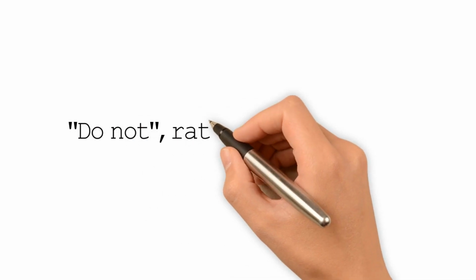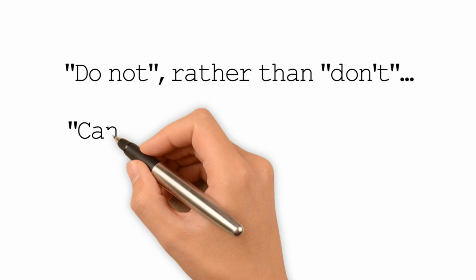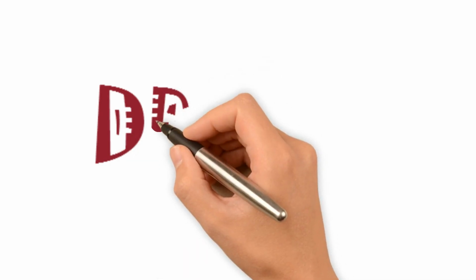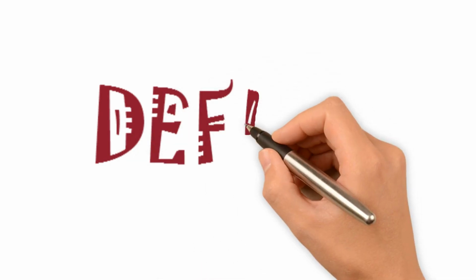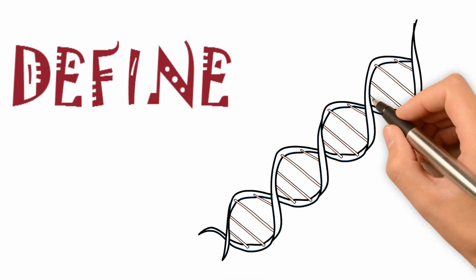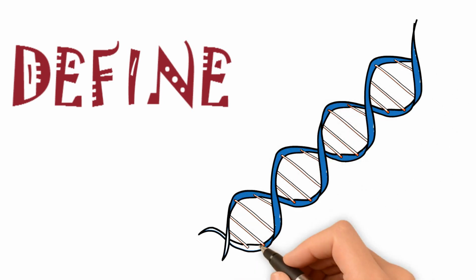And avoid abbreviations like don't and can't. Instead, use the full terms, so do not and cannot. Make sure you define technical terms that are not commonly used, and always define acronyms upon first use. The only exception to this is common acronyms like DNA and RNA, which do not necessarily need defining.